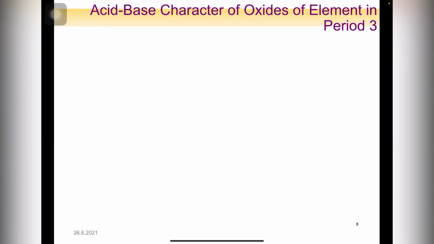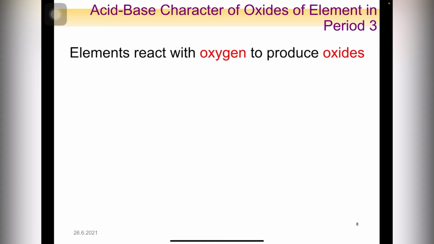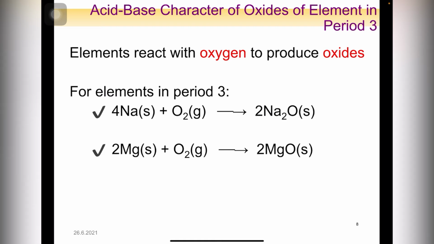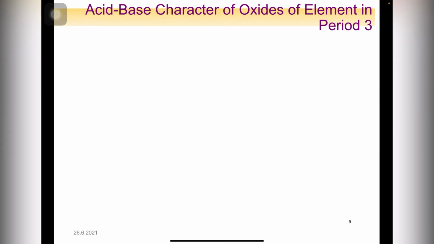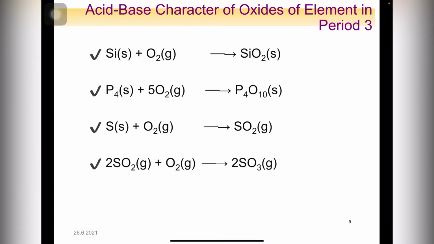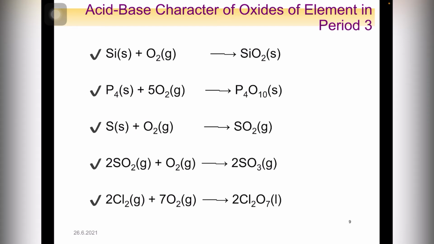Okay, let's see the acid-base character of the oxides of elements in period 3. Elements react with oxygen to produce oxide. So this is how the oxide is formed from the elements of period 3. For sodium, how it forms sodium oxide is by reacting with oxygen. Same for the others, silicon, phosphorus, sulfur, and so on. Sulfur will form sulfur dioxide, and sulfur dioxide reacts again with oxygen and forms sulfur trioxide.